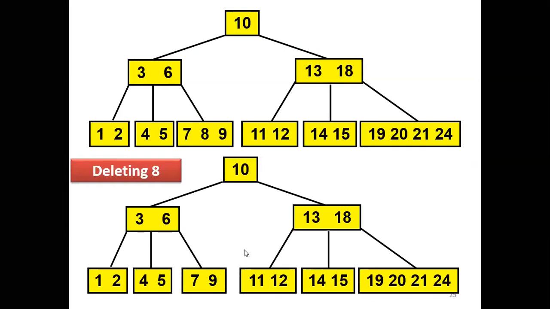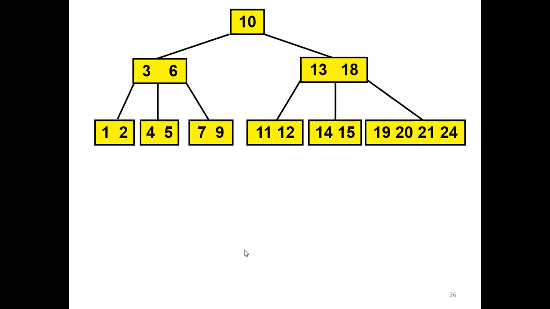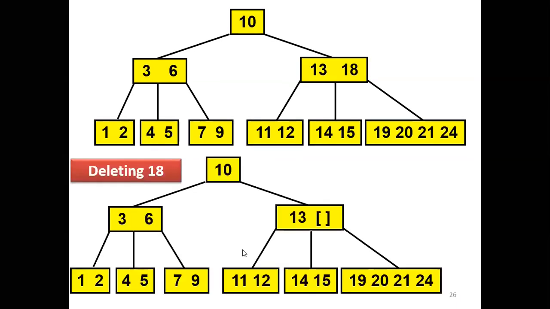Then the next data item we have to delete is 18. So where is the position of 18? The position of 18 is here. And now when we delete 18, we realize that the data item left here is just 1, which violates the property of B tree, because the property says the minimum data item is 2. So we have to do something.